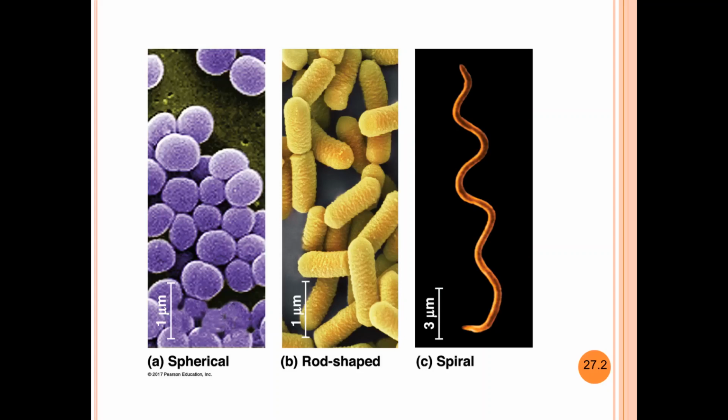If we go back to the middle for just a second, your rod-shaped, these are going to be things like E. coli. So I'm sure that is a bacterium that you guys are very familiar with. And then if you go to A for the cocci, that would be something like a strep right there.